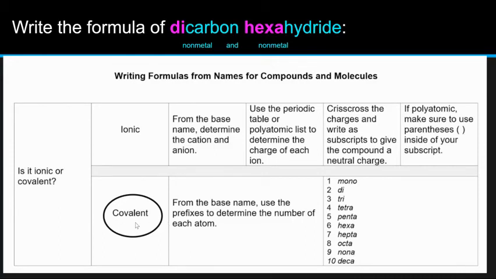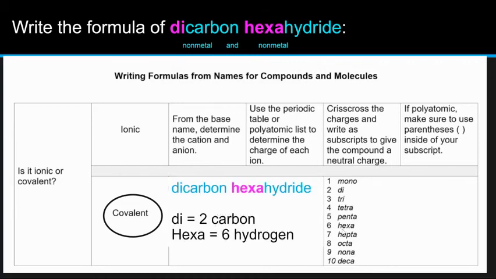From the base name, we're going to use the prefixes to determine the number of each atom. Di means that we have 2 carbon atoms. Hexa means we have 6 hydrogen atoms. And since we know we have 2 carbons and 6 hydrogens, we can simply write the formula, C2H6.